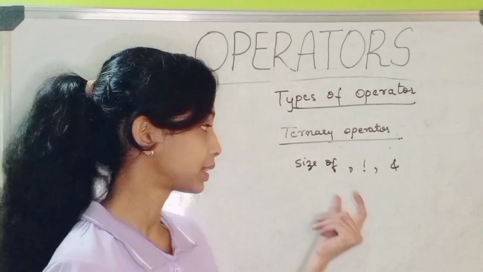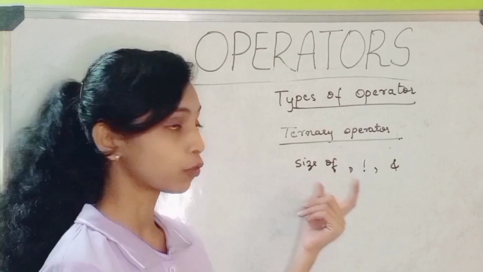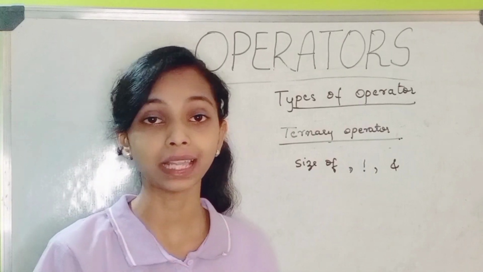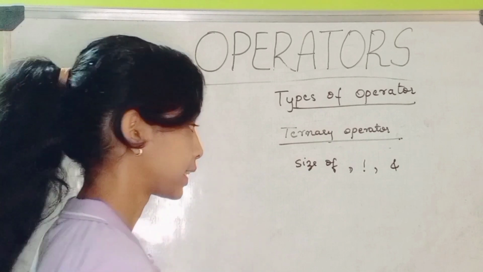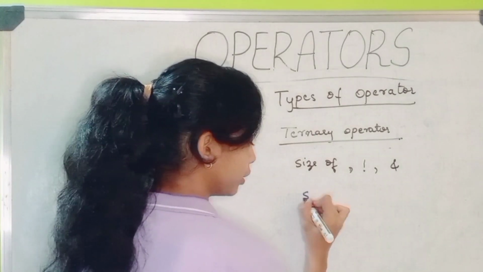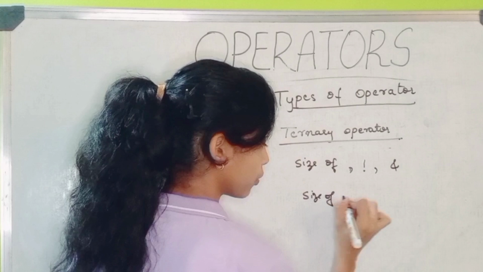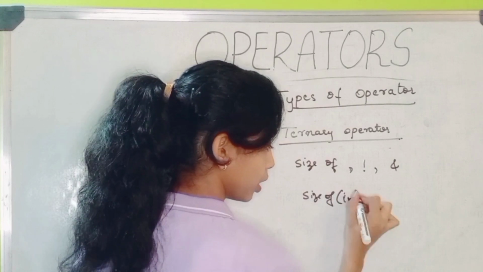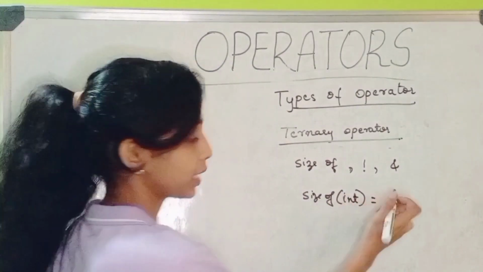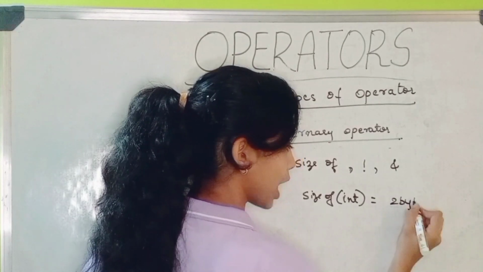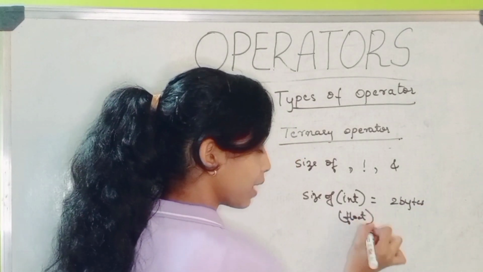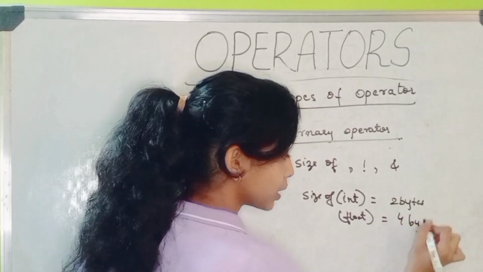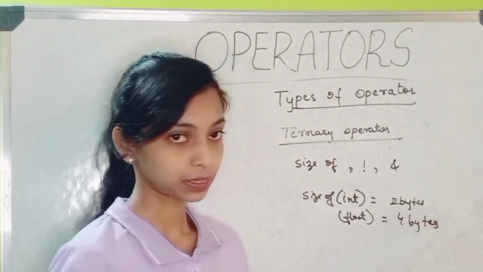The last one is the sizeof operator. What does this sizeof operator do? It tells the size of the value that we have entered. For example, if you have entered sizeof int here, it will give you the size of the int as 2 bytes. Or if you have entered float, it gives the size of float as 4 bytes.